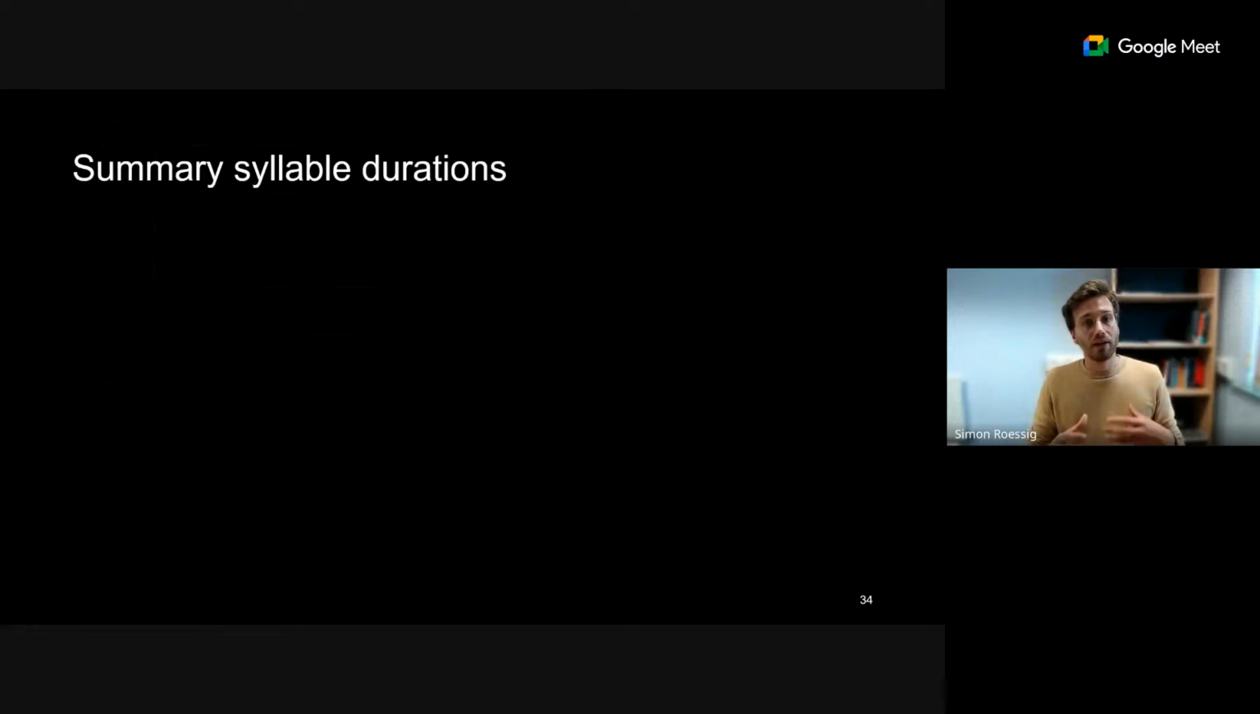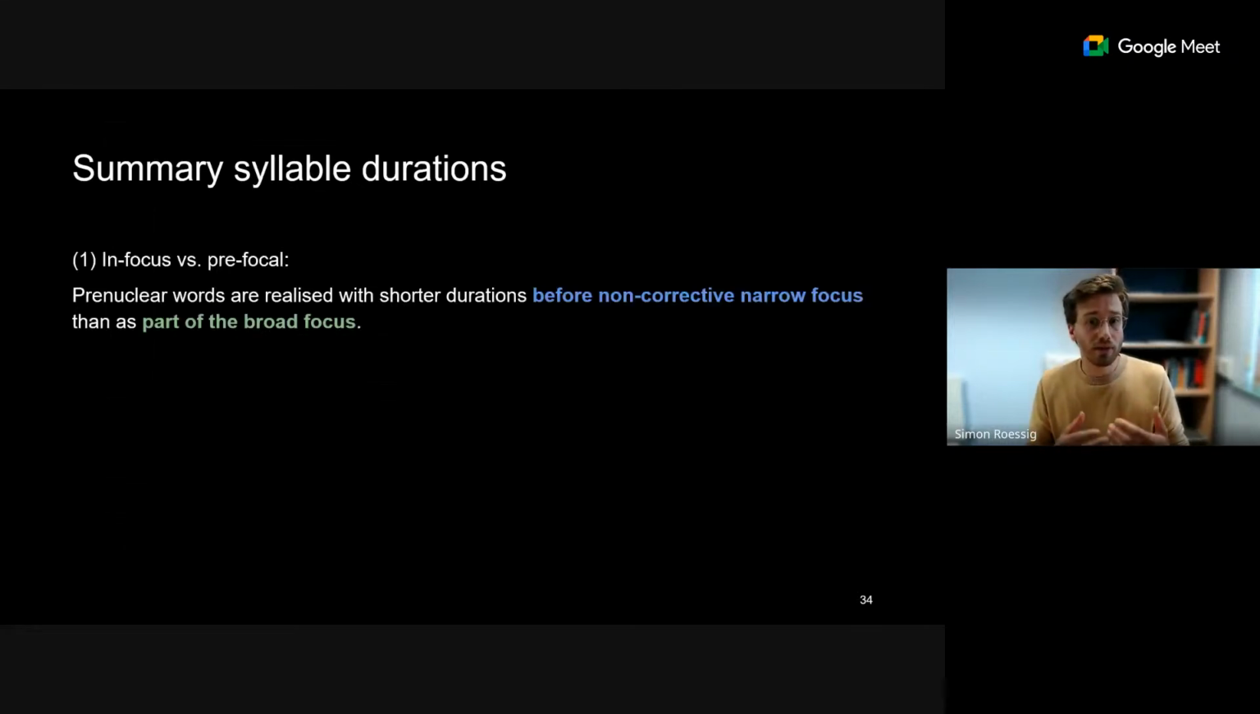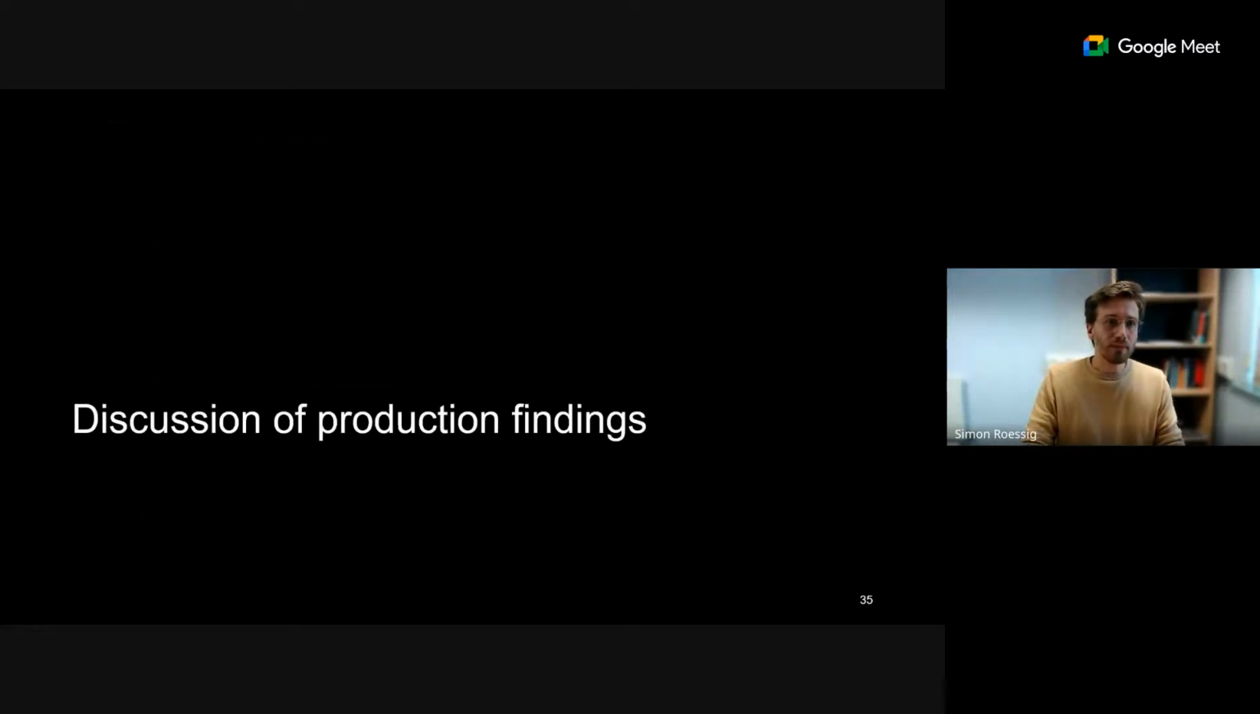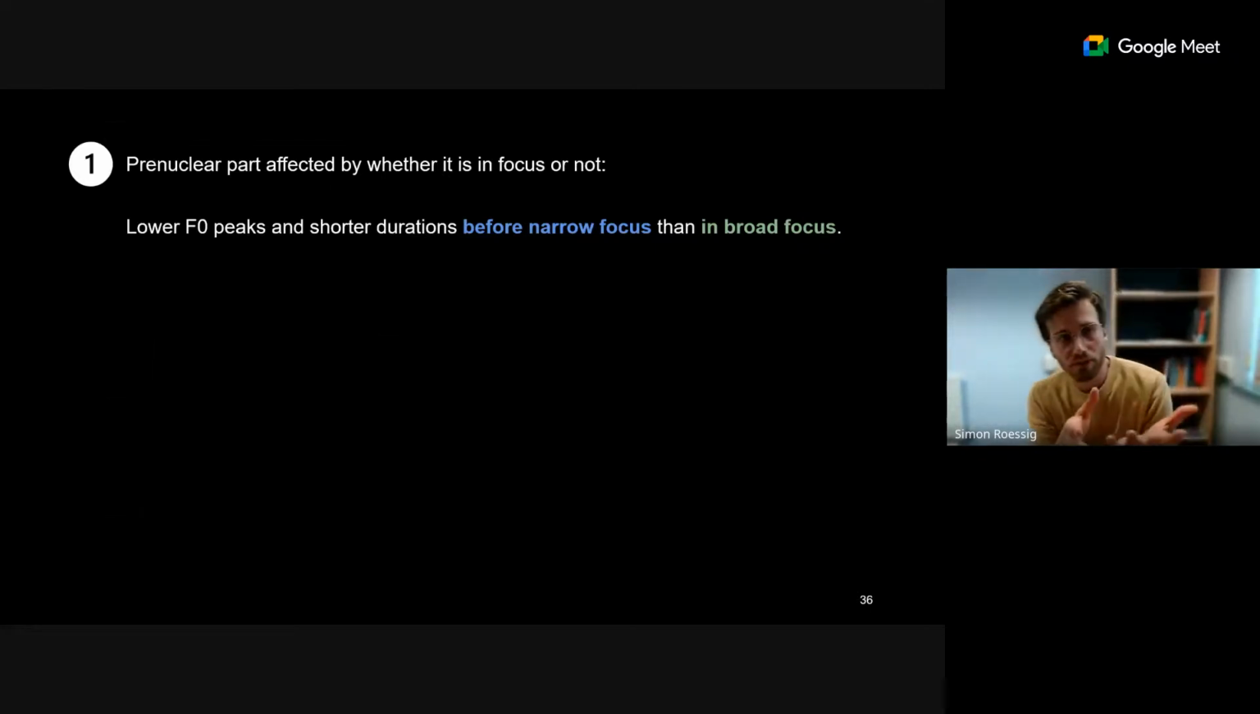To sum up our findings for the temporal domain here, prenuclear words are realized with shorter durations before non-corrective narrow focus than when they are part of the broad focus. And prenuclear words are realized with shorter durations before corrective narrow focus than before non-corrective narrow focus. So this study provides further evidence that the prosody of the prenuclear part is indeed affected by whether it is in focus or not.